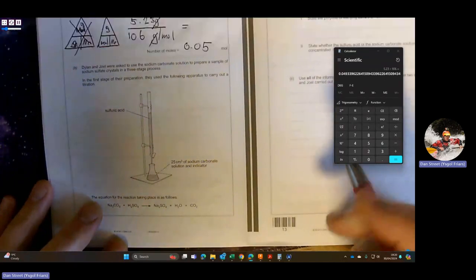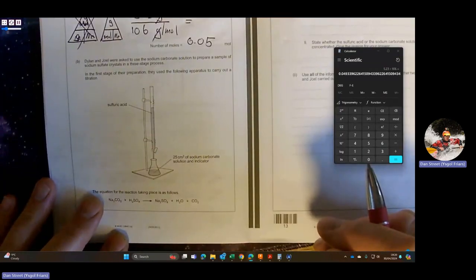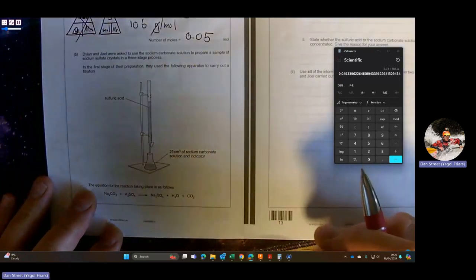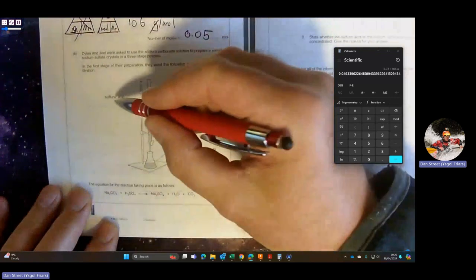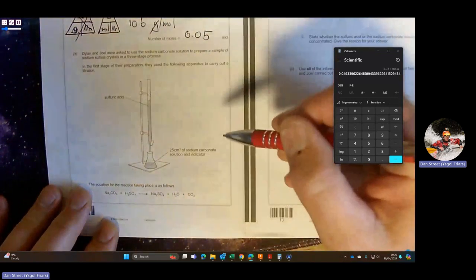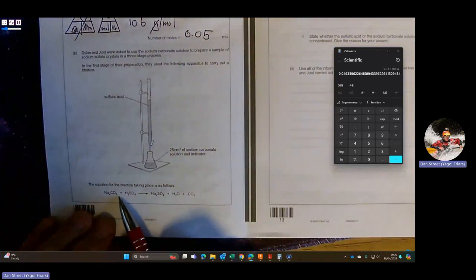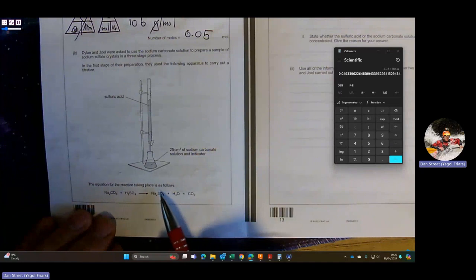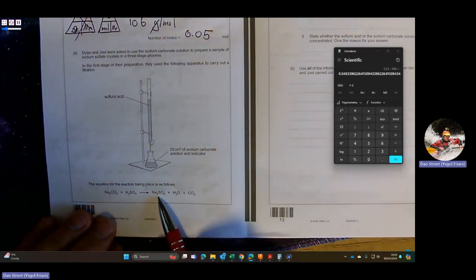It then goes on to say Dylan and Joel were asked to use sodium carbonate solution to prepare a sample of sodium sulfate crystals in a 3-stage process. In the first stage of their preparation, they used the following apparatus to carry out a titration. We've got sulfuric acid, and the sodium carbonate with indicator, and you're told the reaction going on in the flask. This is a carbonate reacting with an acid, which makes a salt, water, and carbon dioxide. And this is the salt that we're after.